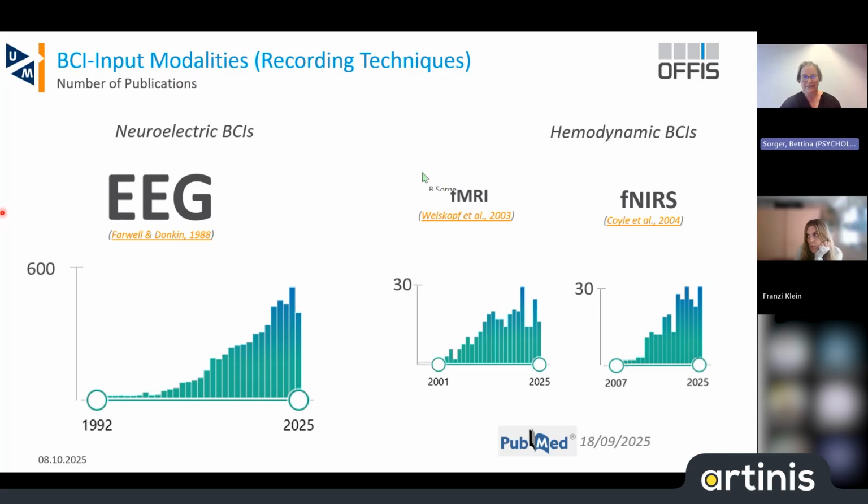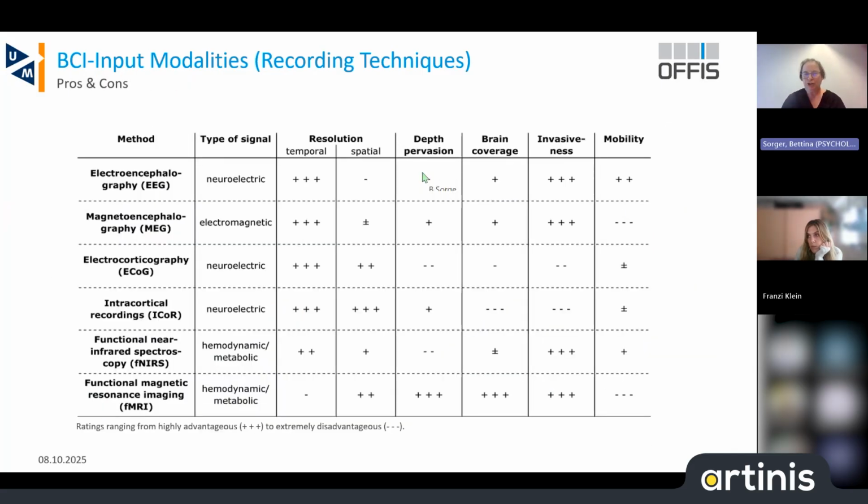Looking at the next slide, the take-home message from this slide is that there is not the best BCI technique. Every technique has its pros and cons, and you have to decide based on the needs what to use. So what is the best method for your problem that you want to solve with the BCI? And here you see that the different methods are listed and their pros and cons indicated with respect to the spatial and temporal resolution, the depth penetration, so how deep can you measure the brain activity.